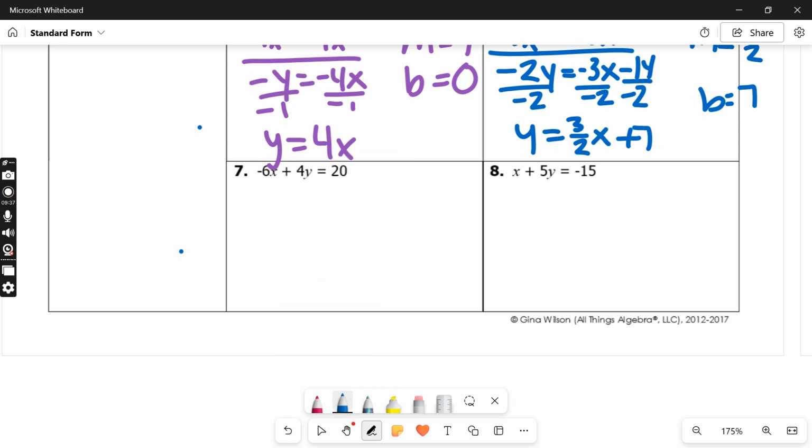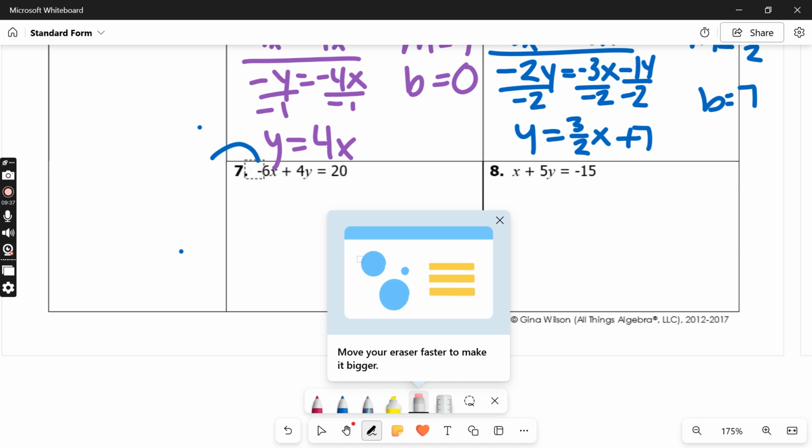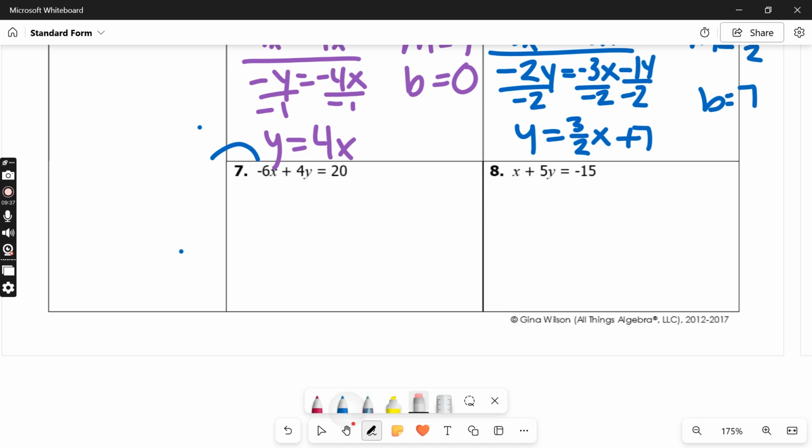Okay, now this one's interesting. It's not technically in standard form because for standard form we're not supposed to have a negative out front here. But that's okay, we can still work this problem. This time though, instead of subtracting, since this is negative, we will add 6x to both sides. So this would give us 4y is equal to 6x plus 20.